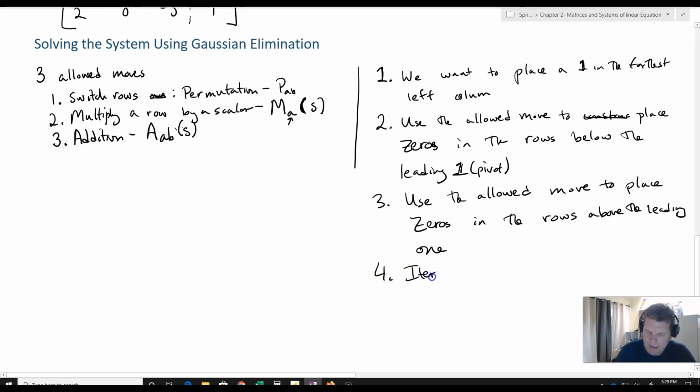Iterate this process until there are zeros in the bottom row, or no rows of zeros.